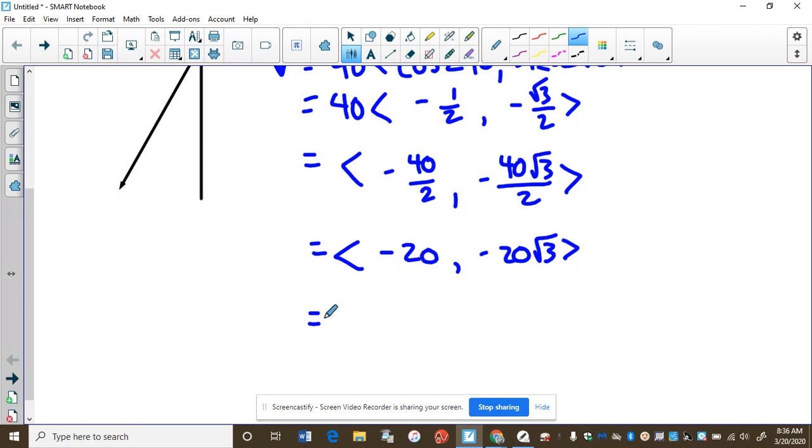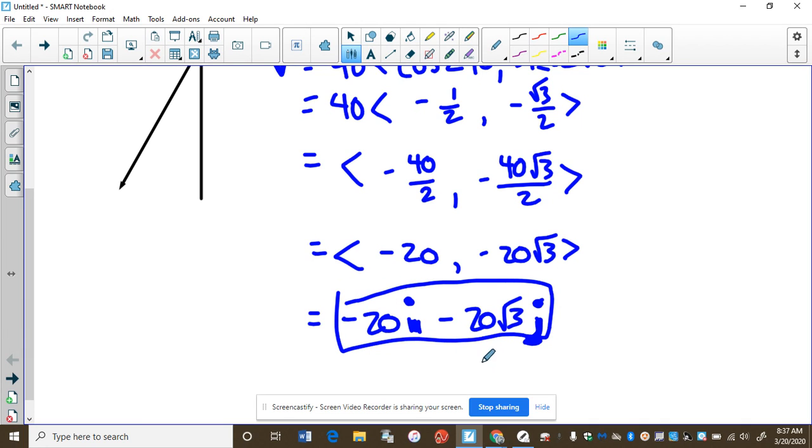And then to express this the way that they want, we would just say negative 20 with that bold i at the end, minus 20 radical 3 with the bold j at the end. Okay, so here's the linear combination. And again, just to reiterate, the linear combination needs the components in order to be written. And in order to get the components, we had to do a little calculation with these trig values. Okay, so this answer would be good for this type of problem.